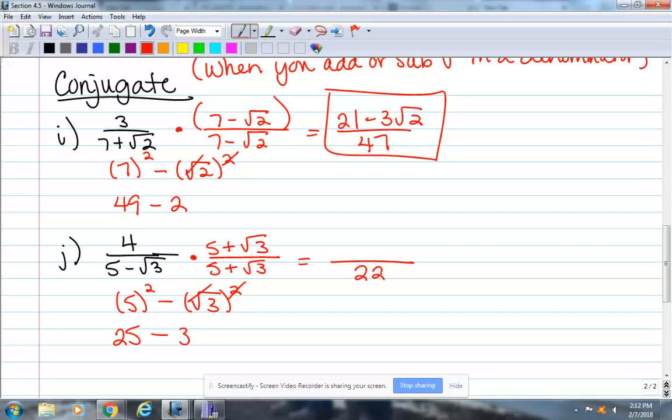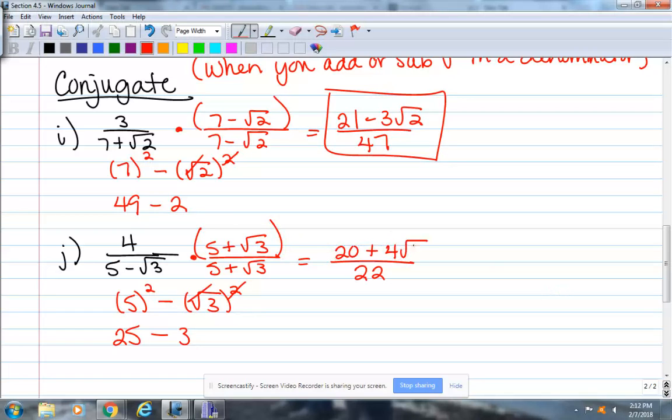Any questions on the conjugate part, the denominator? So you're just basically finding a way to cancel out a radical to get you a number. And on top, you're going to distribute. What's 4 times 5? 20. Plus, what's 4 times radical 3?